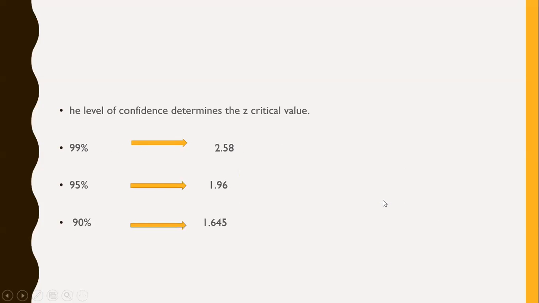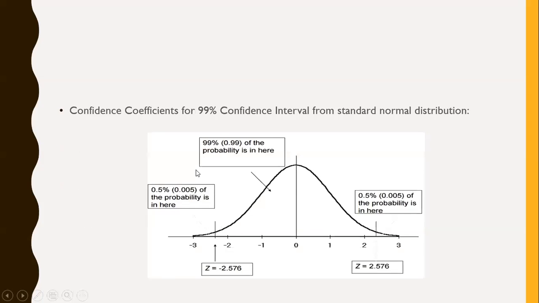I will give you an example in this lecture. The level of confidence determines the Z critical value. For 99% the Z critical value is 2.58, and for 95% confidence the critical value you need to use is 1.96. If you use a 90% confidence interval, you go for the 1.645 critical value as the Z value. For example, here is the confidence coefficient for a 99% confidence interval from the standard normal distribution.